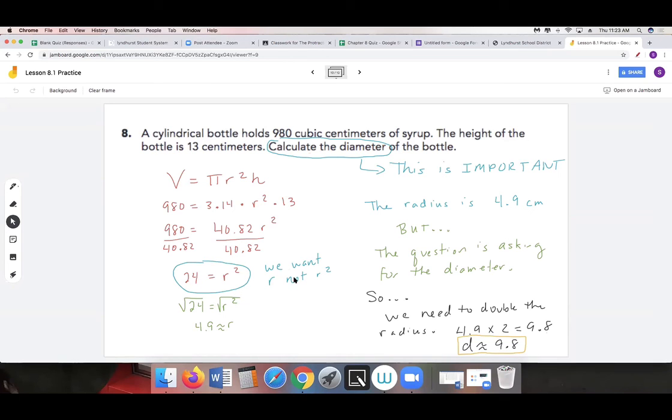But we want the radius, not the radius squared. So I'm going to go ahead and find the square root of each side. The square root of R squared is R, and the square root of 24 is 4.9. So the radius is 4.9, but remember the question is asking for the diameter, so we need to double the radius, because remember the radius is always only 1/2 of the diameter. So I do 4.9 times 2, I get 9.8. So the diameter equals about 9.8 centimeters.